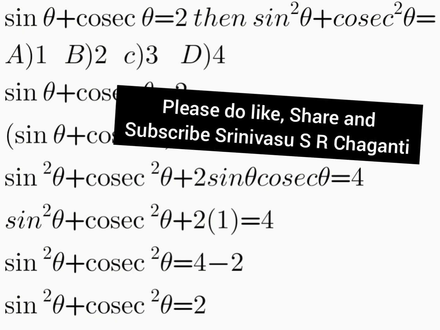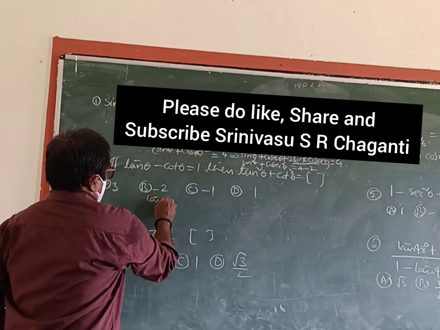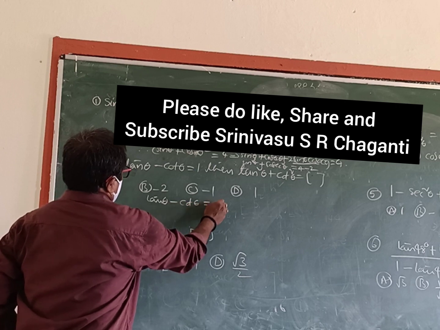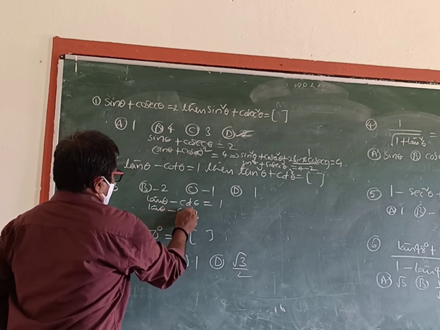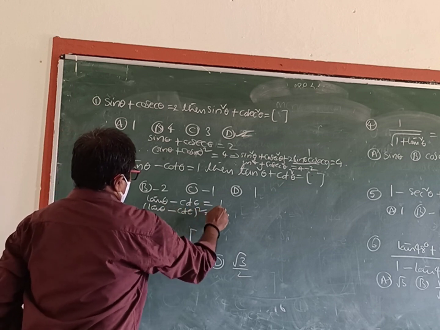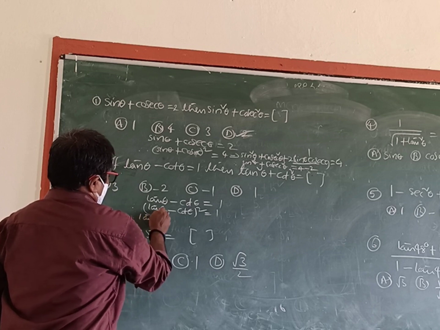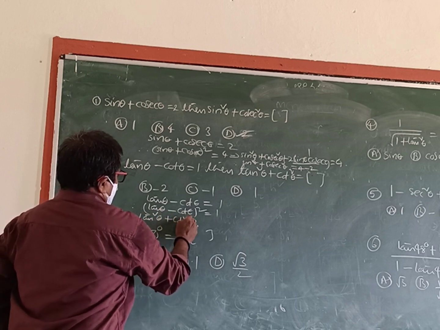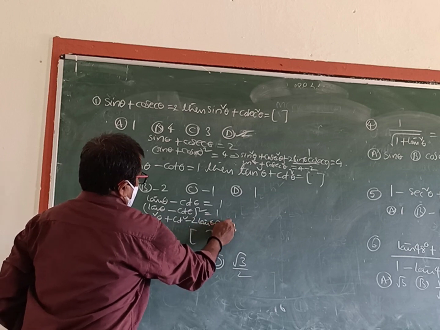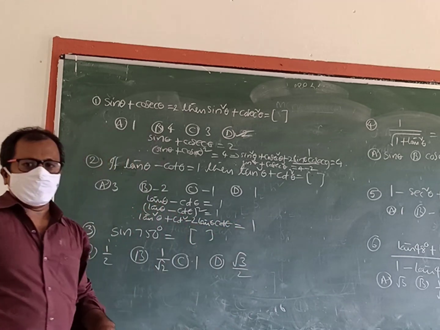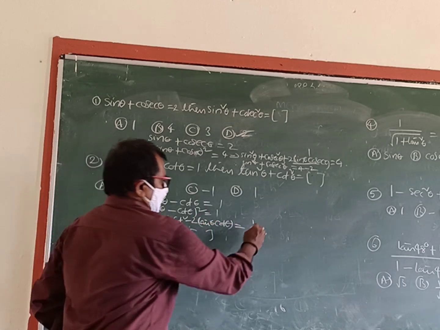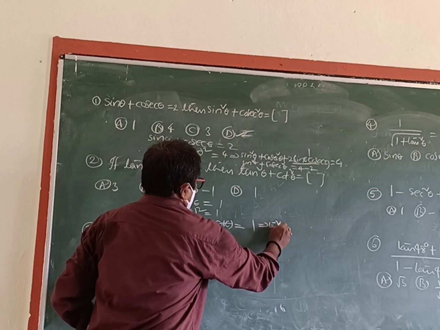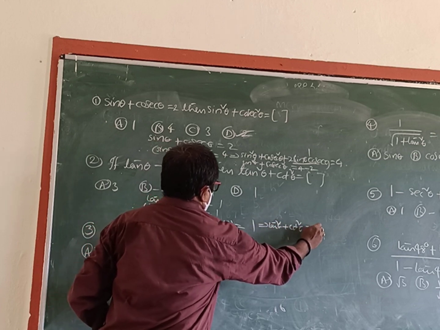Next question, tan theta minus cot theta is equal to 1, then tan square theta plus cot square theta is equal to. Squaring on both sides, (tan theta minus cot theta) whole square is equal to 1 square, 1. So tan square theta plus cot square theta minus 2 tan theta into cot theta, (a minus b) whole square is a square plus b square minus 2ab, 1 square is 1. Tan theta and cot theta are reciprocal to each other, therefore it will become 1. Tan square theta plus cot square theta minus 2 is equal to 1, so 1 plus 2, 3. Therefore the option is A.